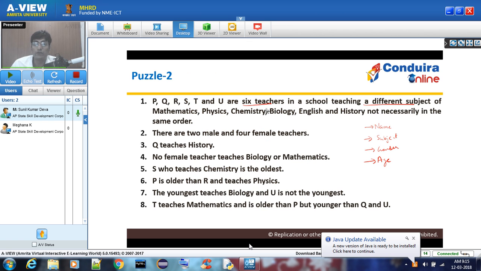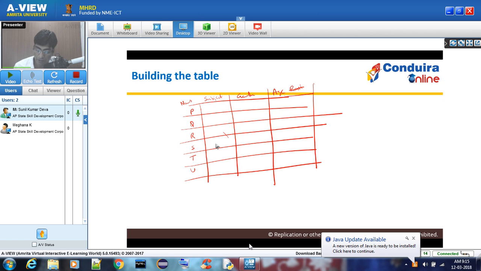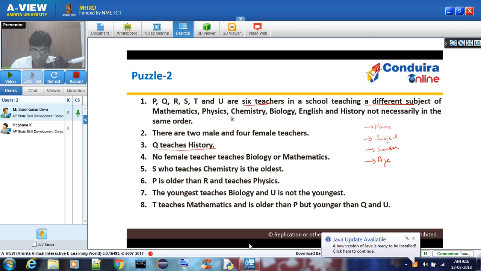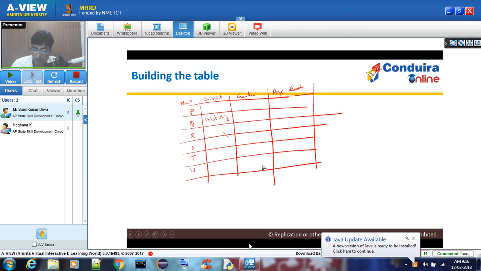Let us first focus on the positive information. Q teaches history. Positive. If Q teaches history, no one else teaches history. Another statement says someone teaches biology or mathematics. This is negative information, so we'll use it later. This is already done, so we cross it out. S who teaches chemistry is the oldest. That's good. Let's go ahead and write it.